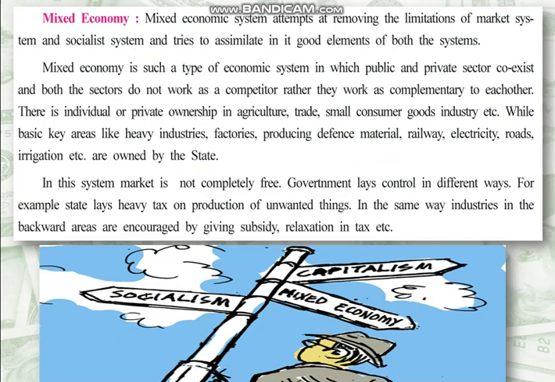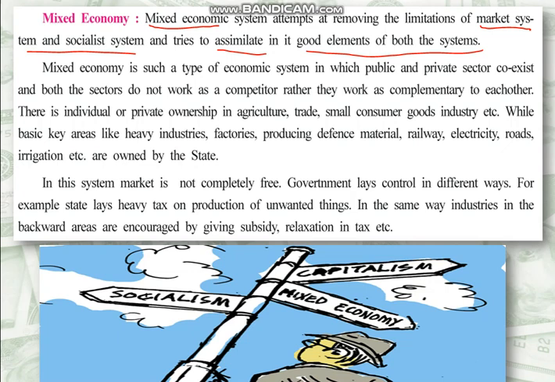Now a new topic comes, that is mixed economy. Now what is mixed economy? The mixed economy system attempts to remove the limitations of the market and socialist systems. What does it do? From the word we come to know that this is a mixture of market and socialist systems, and it tries to assimilate, collect in it, good elements of both systems. It has taken good things from both systems and mixed them together, and a new system has come out of it, known as the mixed economic system.